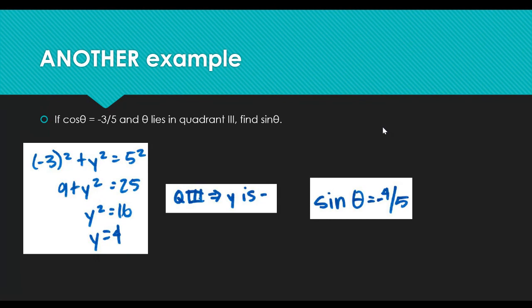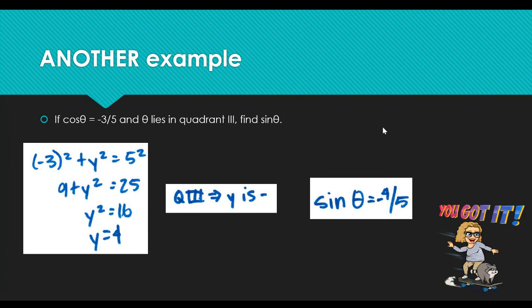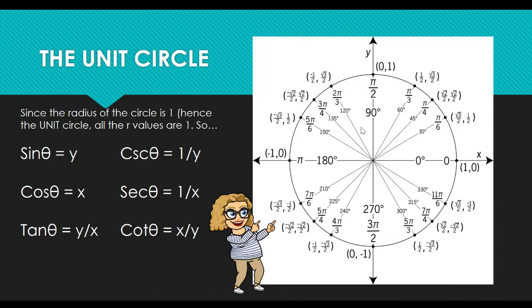Cool? Cool. All right, we have one more really big, super important, biggest thing of all you do in trig thing to do. Oh yeah, there's me on a skateboard with a raccoon.